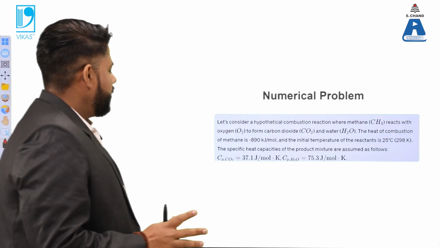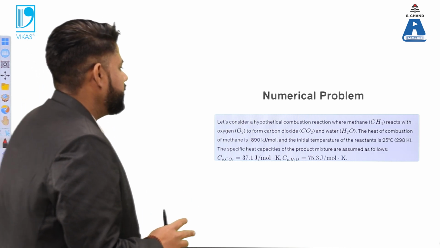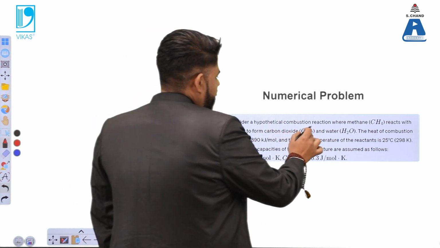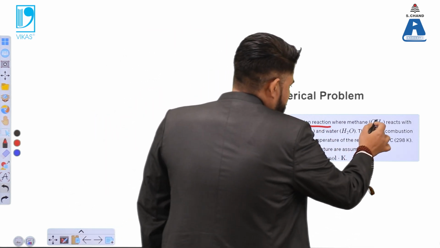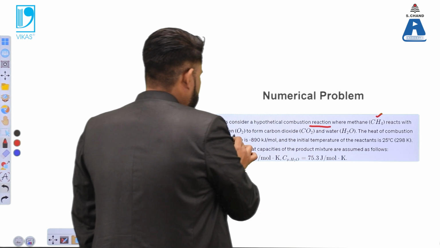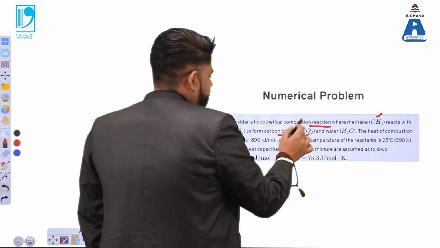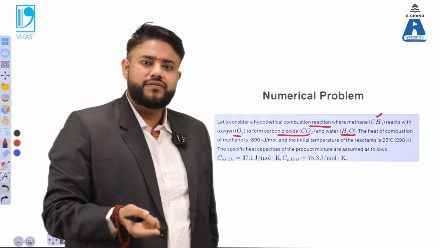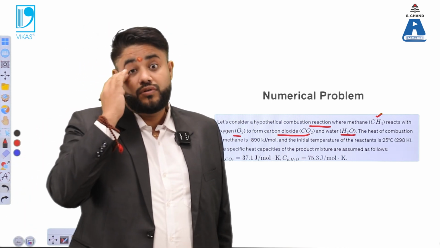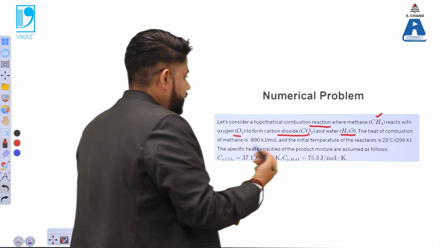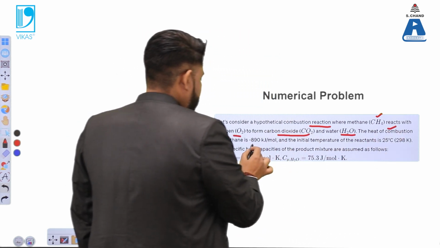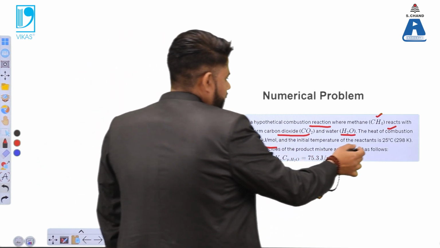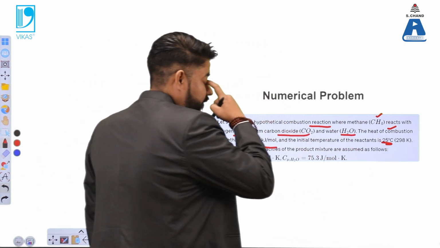So I am coming straight to the numerical problem. We consider a hypothetical combustion reaction wherein methane, CH4, reacts with oxygen and forms carbon dioxide and water. This is a general basic combustion reaction in which a hydrocarbon reacts with oxygen to form carbon dioxide and water. You are given the heat of combustion, which is minus 890 kilojoules per mole, and the initial temperature of the reactant is 25 degrees Celsius.